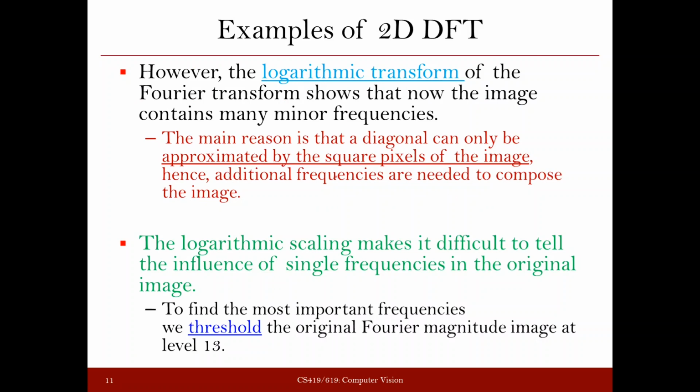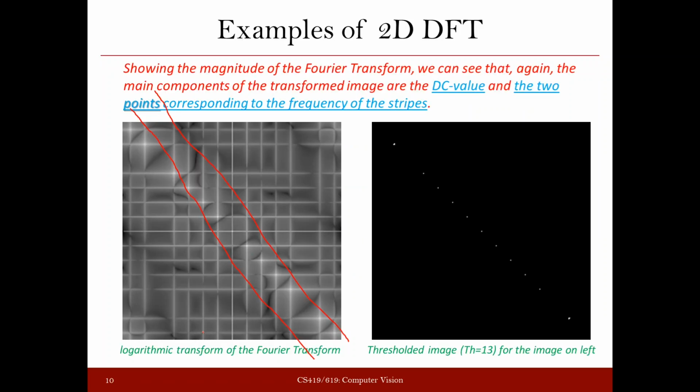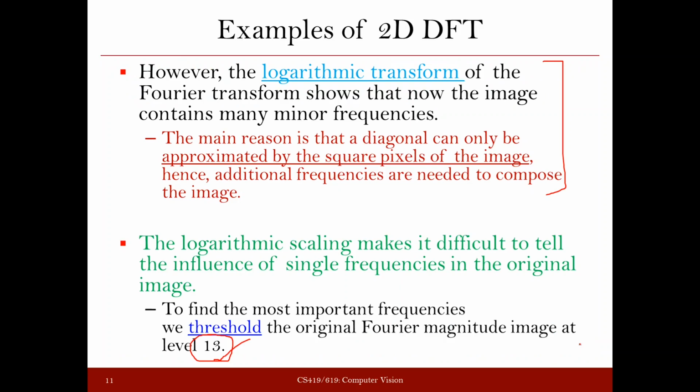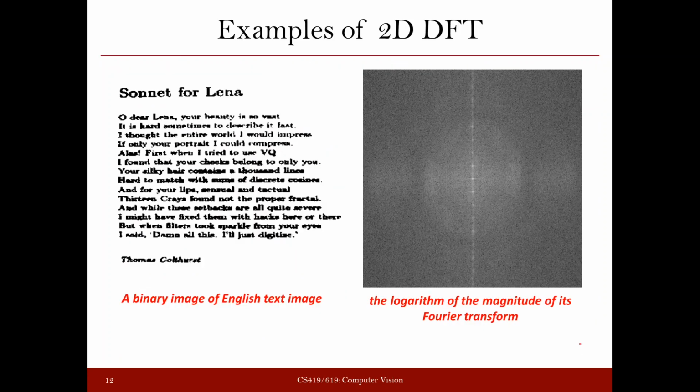Alright, so this is all we have discussed. We have taken the log and then we saw that there are some more visible points, and to find out which are prominent in the logarithmic transform, we have thresholded the image with the help of threshold 13, and then we found that there are some visible points here on this diagonal. Okay. Let us see a few more examples.